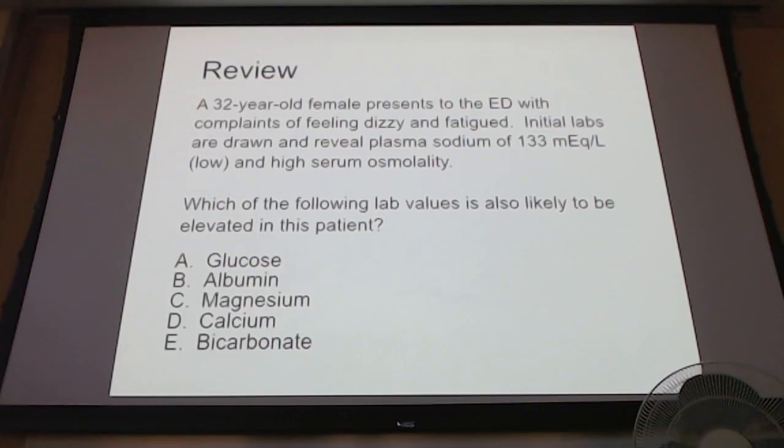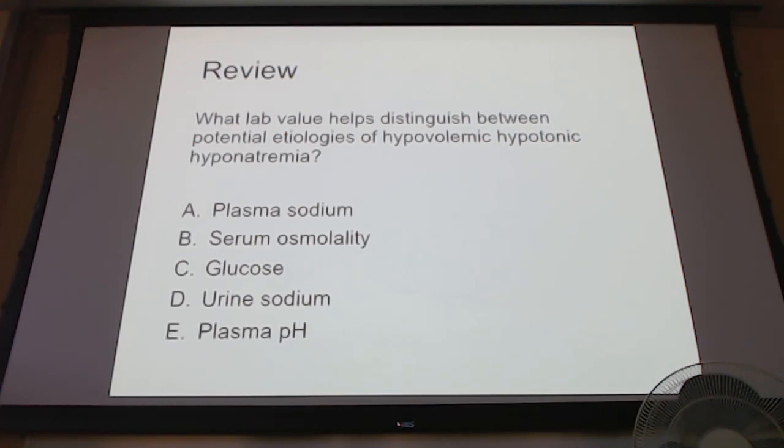What's the bicarb likely to be? Low. Because she's probably acidotic. Delta, urine sodium. Also true for hypervolemic, hypotonic, hypertension. Both directions.